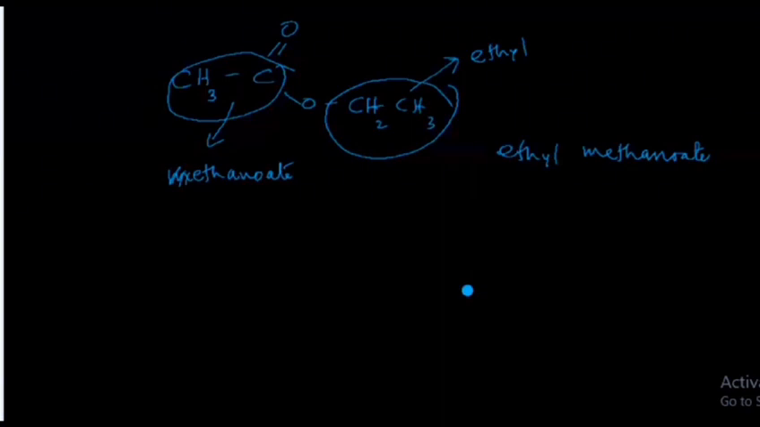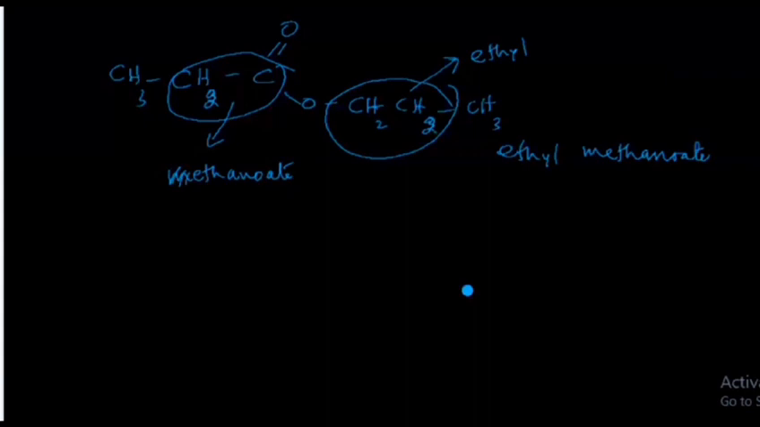If I add one more carbon, we'll have to make like CH2, then CH3. Now this is propane, this is ethyl, and this is propanoate. Now this is ethyl propanoate. This part is ethyl, this is propanoate. If I add one more carbon on this side, I will have to make like CH3. Now this is propyl propanoate.